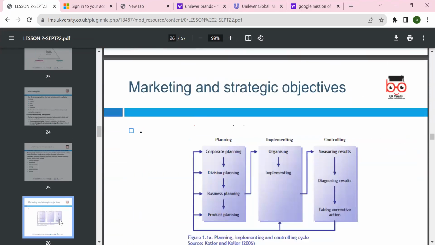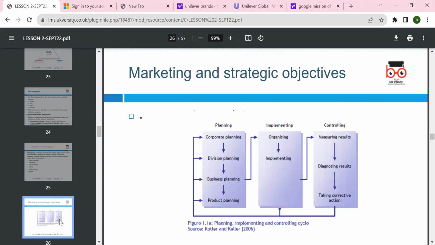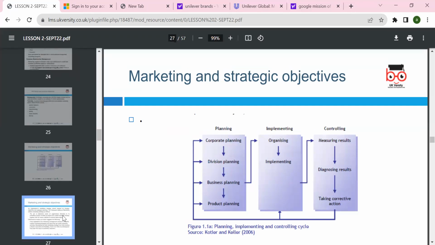You can stop me, please, if there is anything you are not getting. So for marketing and the strategic objective, we have to plan. Planning can be at the overall organization or business level, then implement and control. We have to plan things, implement them, and put in control. Control means corrective action. What you plan, where you want to go in future, you implement that plan with the resources, and then you look around: are you there or not? So we need to understand marketing and the environment.